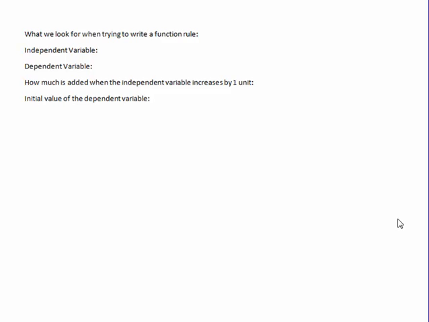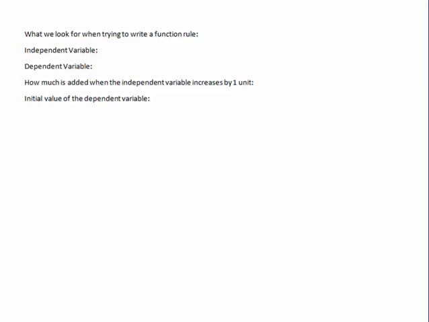All right, here we're looking at the 4.5 guided notes. These notes are writing function rules. And when we try to write a function rule, we want to take the given scenario. There's going to be some real world scenario that they give us, and we want to be able to write a function rule given that scenario.